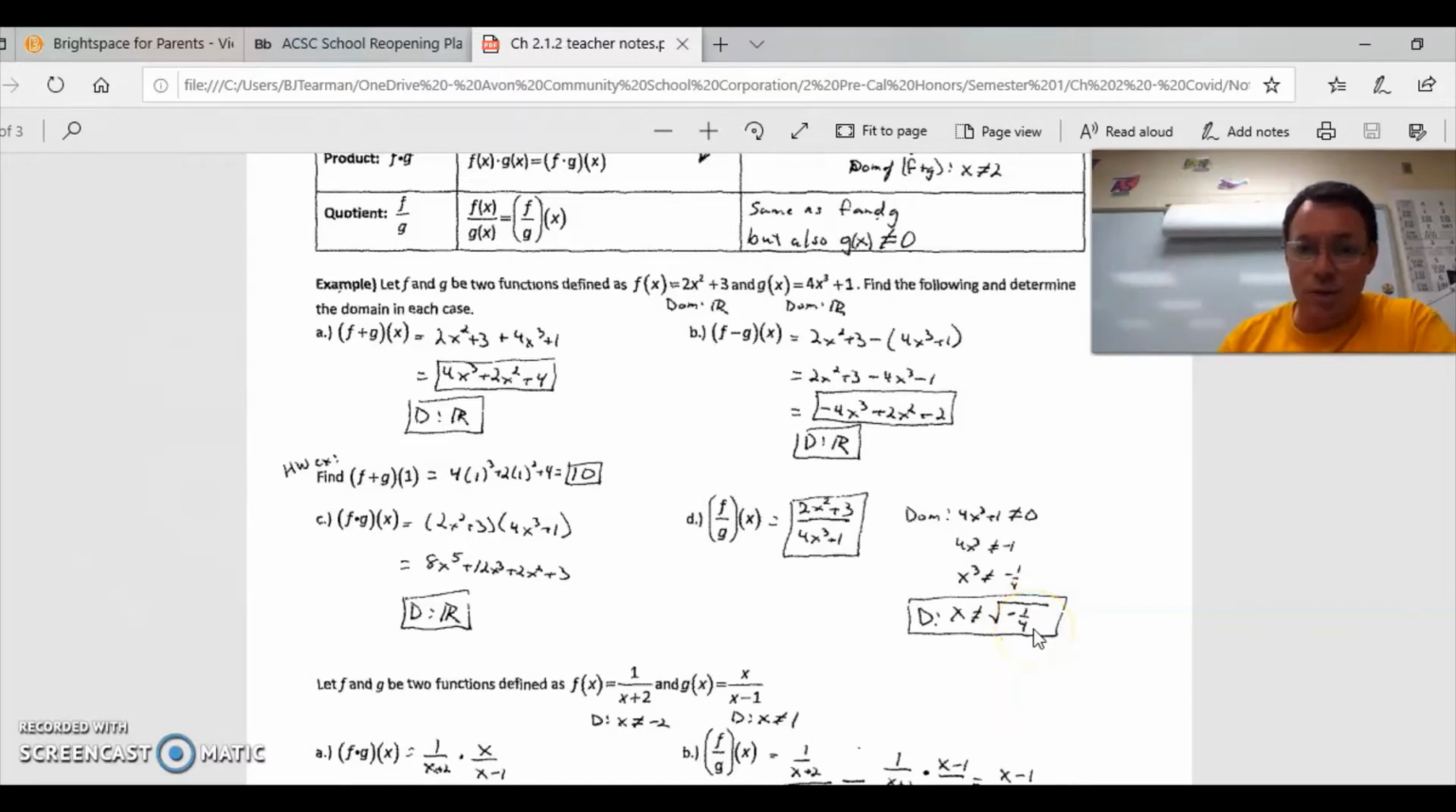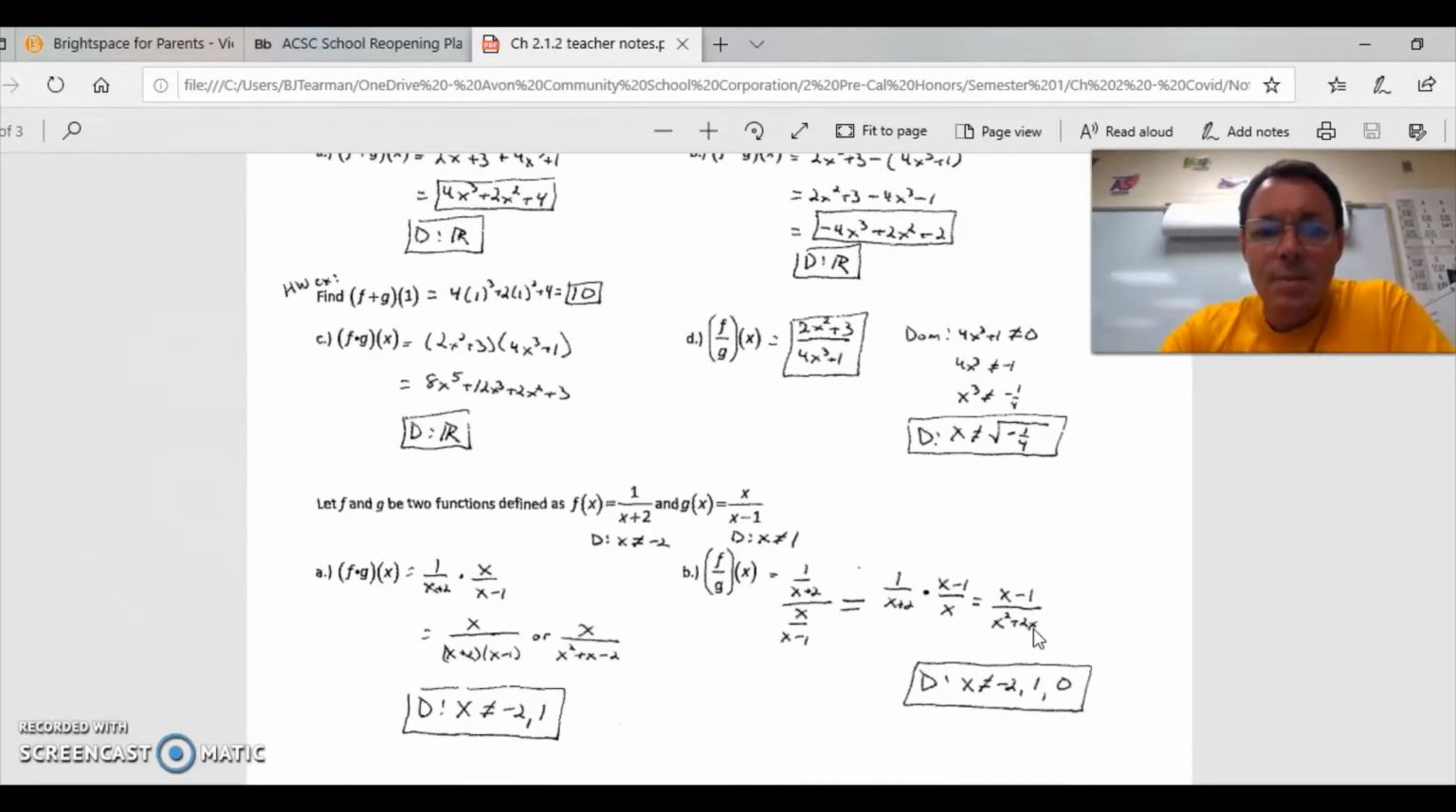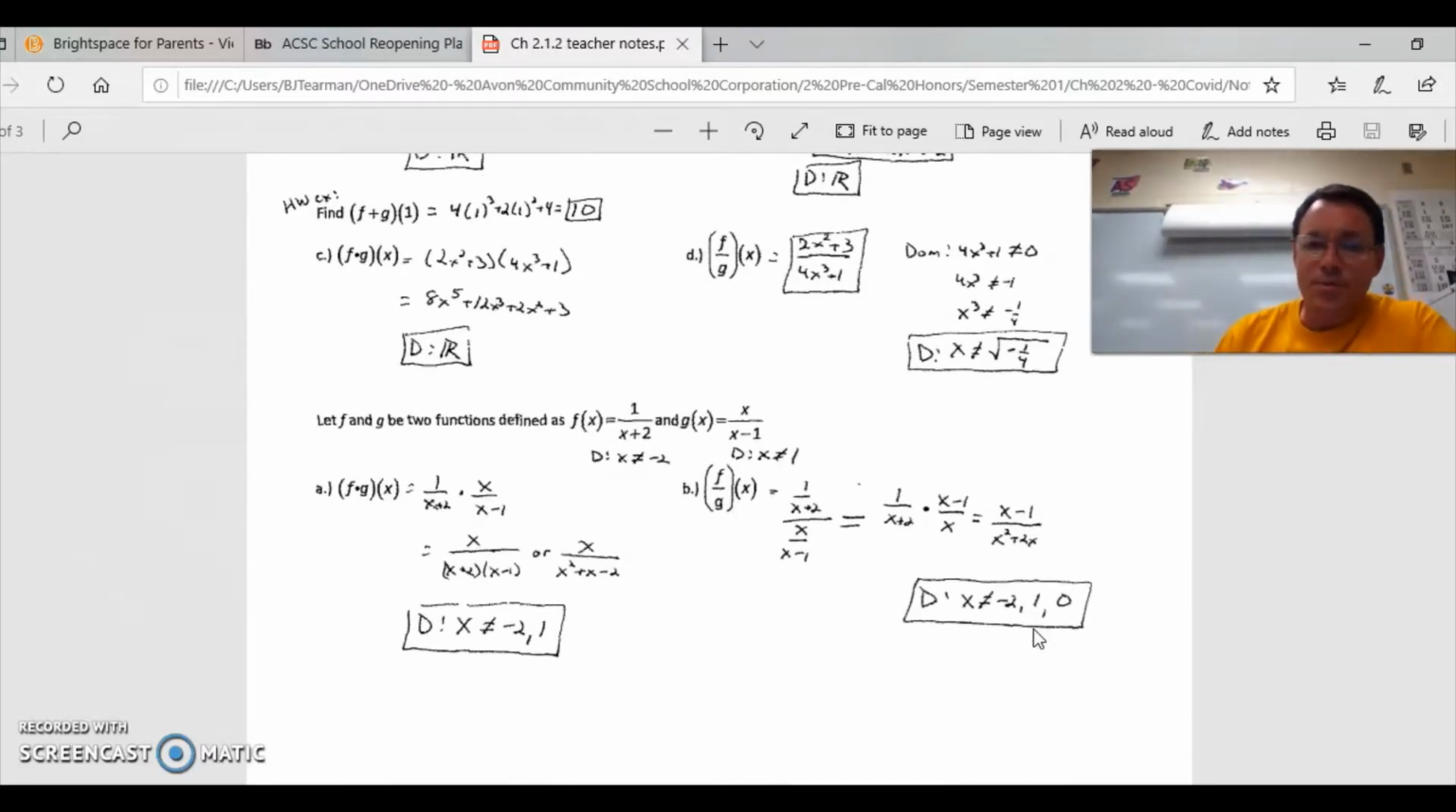So that's the one restriction, is that x can't equal the cube root of negative 1/4. Okay? On the bottom, I gave you a couple functions that did have domain restrictions. So this is a fraction, x cannot equal negative 2. This is a fraction, x cannot equal positive 1.